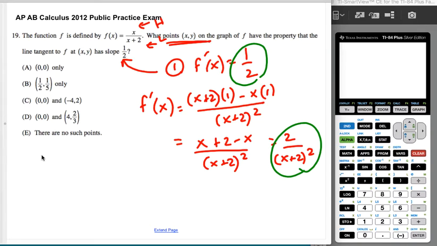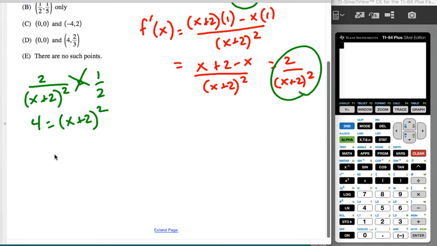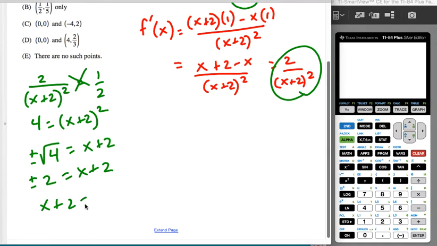So let's find that. 2 over x plus 2 quantity squared equals 1/2. If I cross multiply, I get 4 equals x plus 2 quantity squared. The big mistake here is people forget a plus or minus when they square root. So plus or minus the square root of 4 equals x plus 2. So plus or minus 2 is my x plus 2. x plus 2 could be a 2, x plus 2 could be a negative 2. So I get x is 0, or I get x is negative 4.